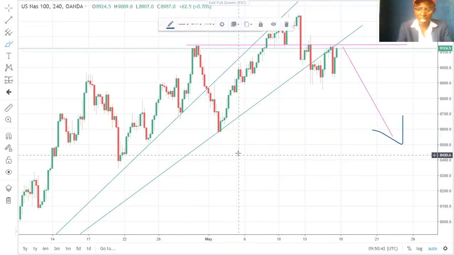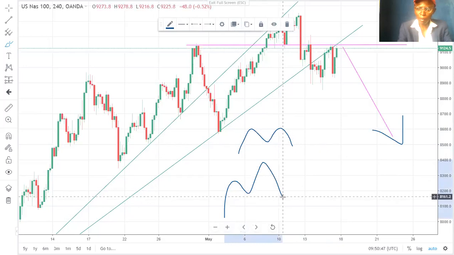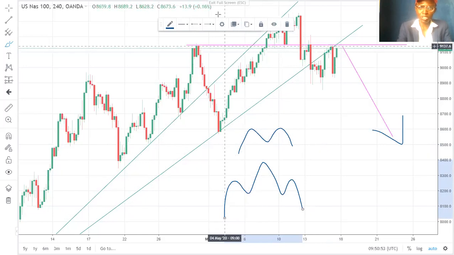Remember, in my entries, I'm expecting something like an M or something like a head and shoulders, but in a smaller time frame. I'm expecting one of these two things in a smaller time frame. Now let me go straight into a smaller time frame so you guys can actually see what I'm talking about right now.